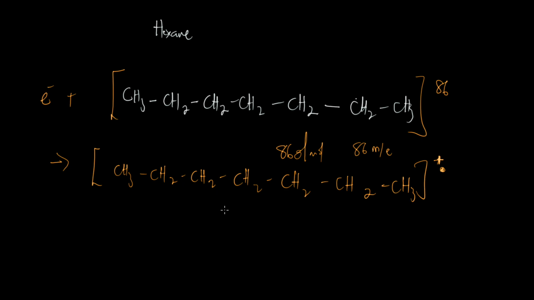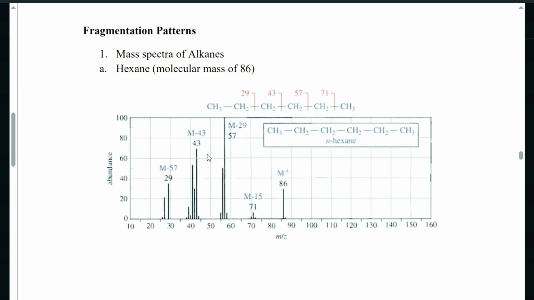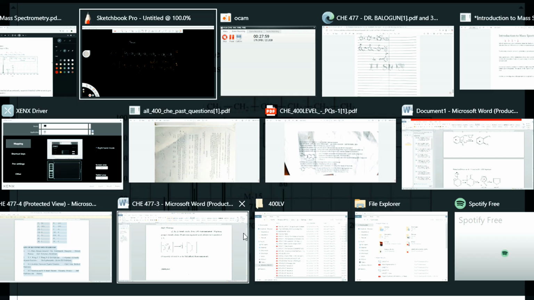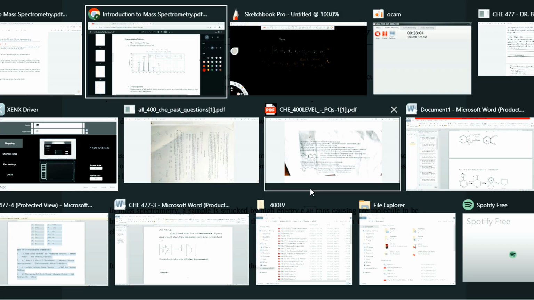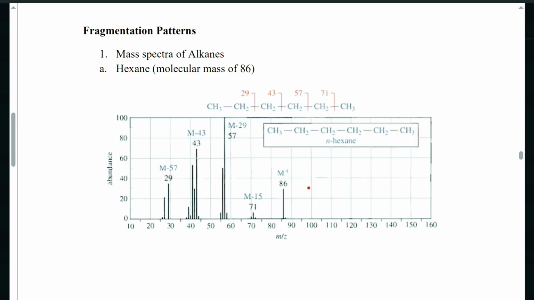So now fragmentation can occur. Fragmentation is what gives different spectra here. So we have 86, and we have a peak at 71. For you to know what is lost there, let me see if I can write in a better place. Okay, so looking at this spectrum, we have 71 here.